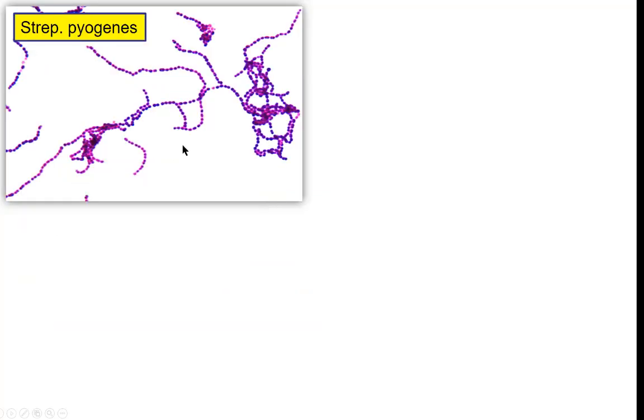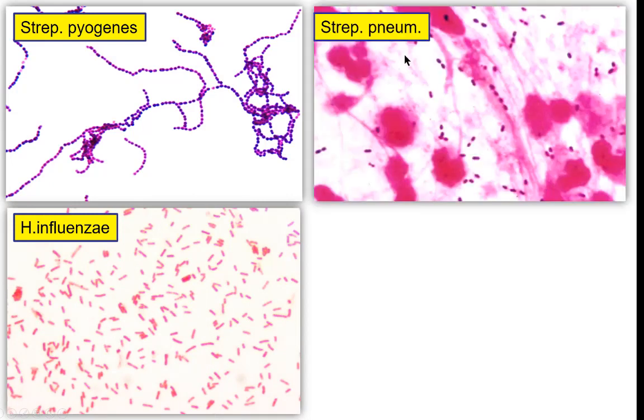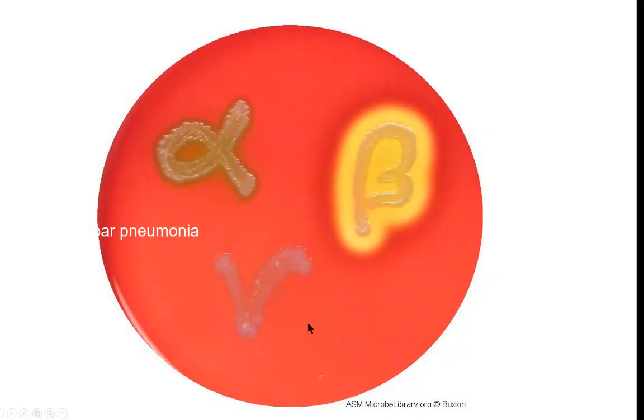Morphology of common bacteria, how they look, is important. We use this in the exams. Streptococcus pyogenes, gram-positive cocci in chains. H. influenzae is a gram-negative bacillus. Streptococcus pneumoniae is a gram-positive diplococcus. And here is a mixture of H. influenzae and staph, gram-positive cocci in clusters, Staph aureus. So just a brief about some morphology.